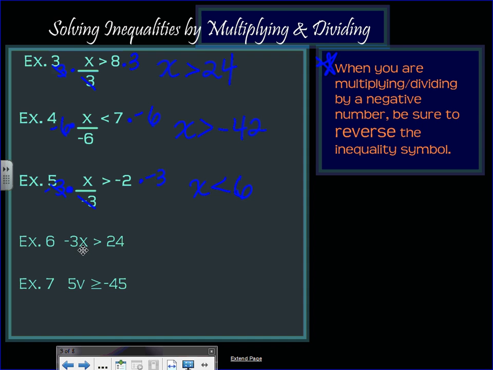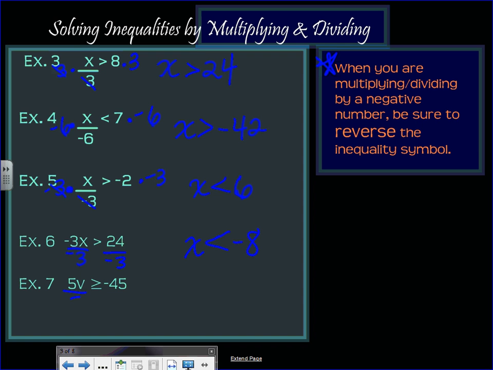All right, on example 6, we need to divide by negative 3. So just like multiplying by a negative, when you divide by a negative, you also have to switch the sign. Sometimes students will just switch the sign at the beginning so that they don't have to worry about doing it after the math. It's up to you which way you want to do it. So again, we have x is less than, and then 24 divided by negative 3 would give us a negative 8.